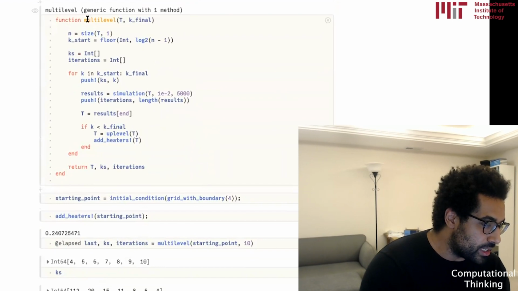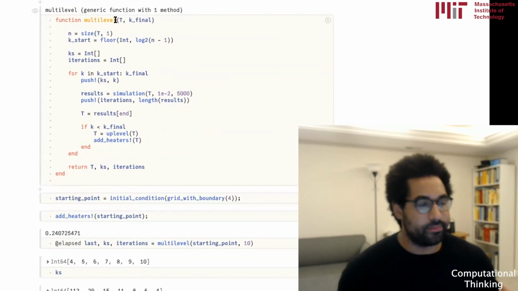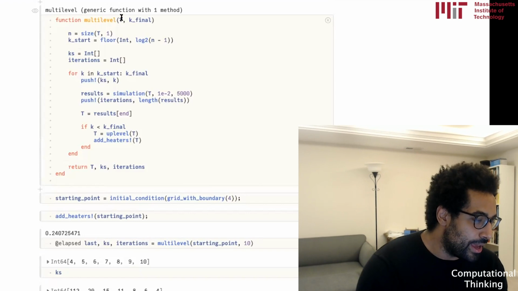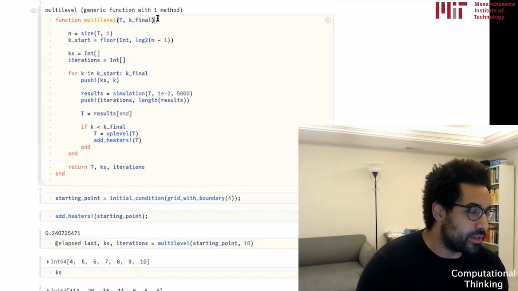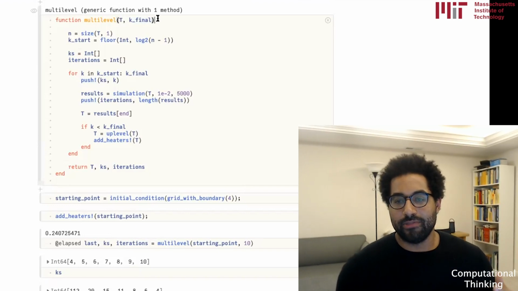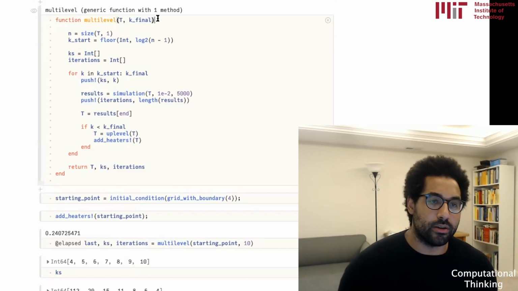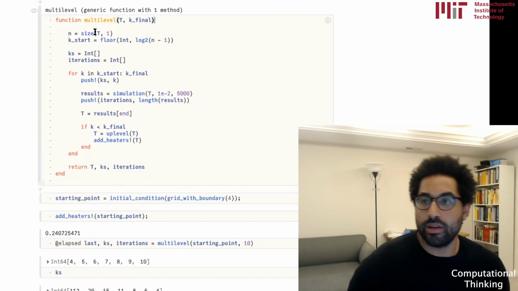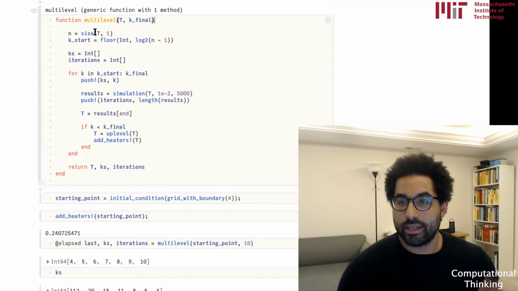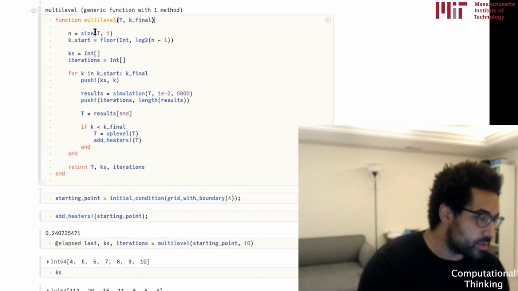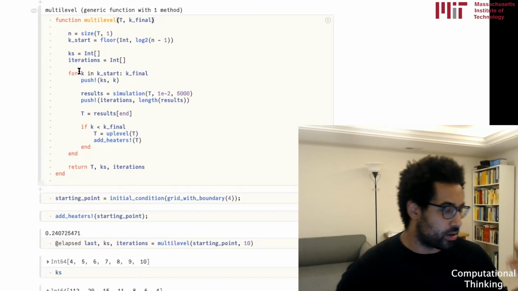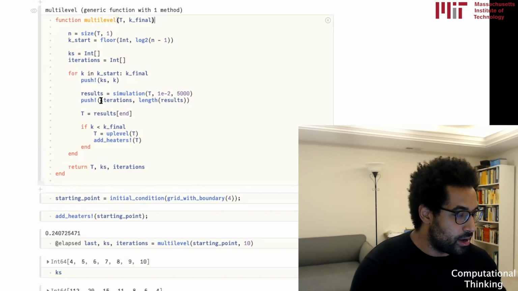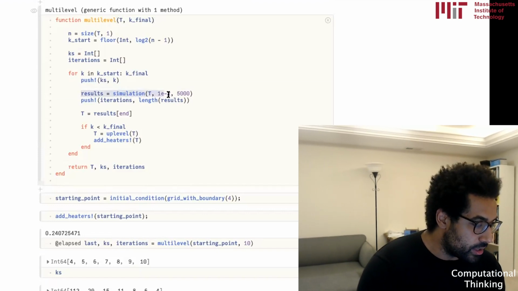This function multi-level takes in an array T, an initial guess, and some K final, which is the resolution of the final grid we want. For us, that's going to be 10, because we want 2 to the 10 rows and 2 to the 10 columns. And all this does is, from our coarsest grid to our finest grid, we just do simulations of Jacobi.